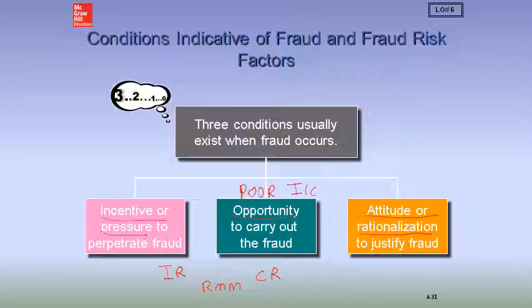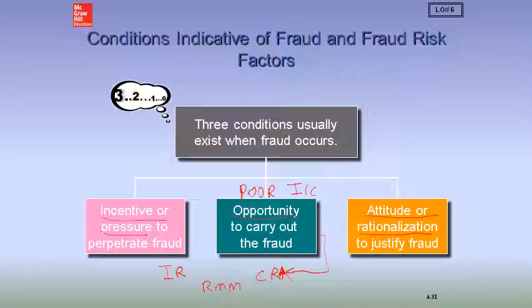And so what happens? I'm thinking that the opportunity to carry out the fraud is poor internal control, and so that's obviously going to affect our control risk. It's going to drive it up, right? Okay, and if we have that, then that's going to be a concern of ours, and we're going to have to respond through our substantive testing.